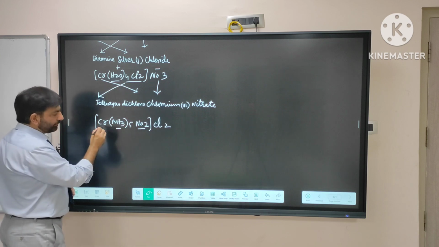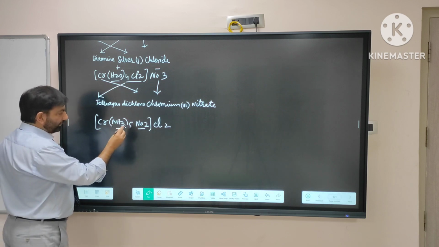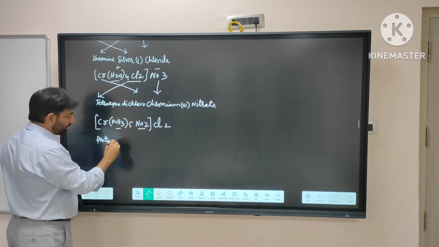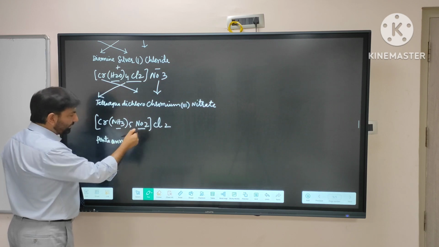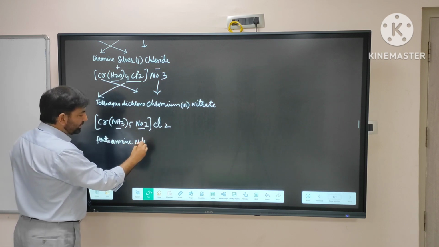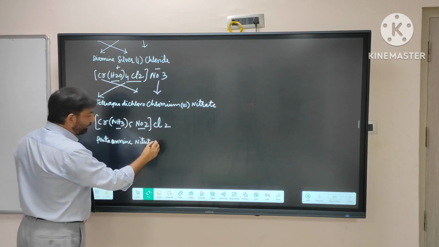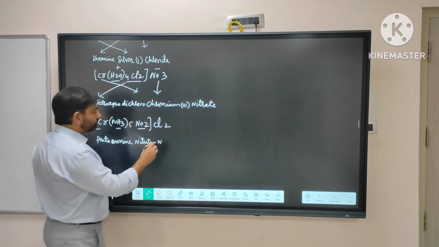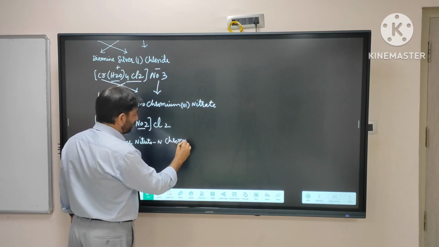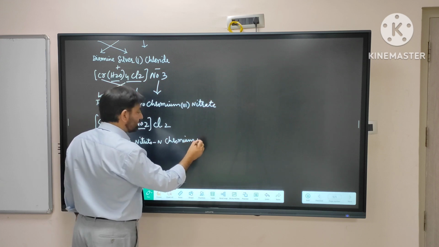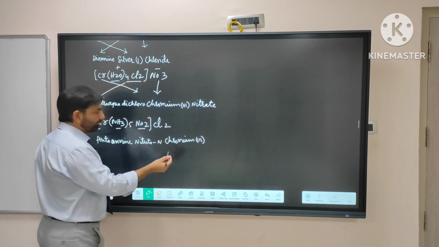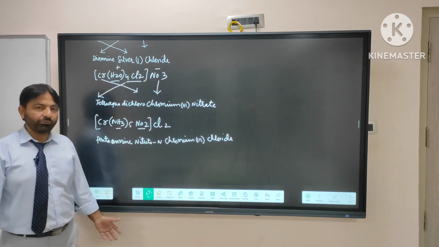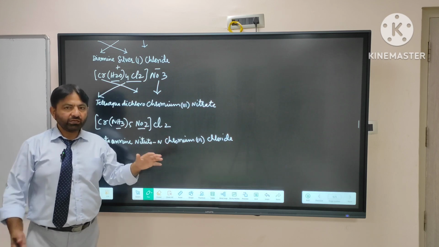Chromium would be named later. Now it would be pentaammine, then this nitrito, this is called nitrito-N, this ligand. Then we have chromium, it has oxidation state 3 here again, and chloride would be at the last. So it is one more compound where we have given names according to the rule.